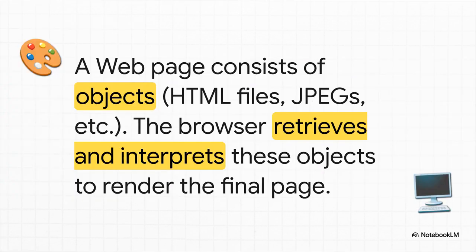Your browser takes that perfectly reassembled data and renders it. It translates all that code into the images, the text, and the interactive stuff that makes up the complete web page you see on your screen.